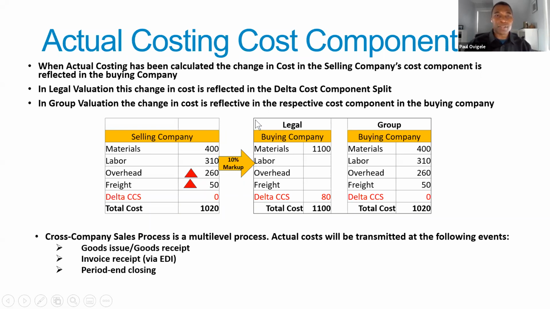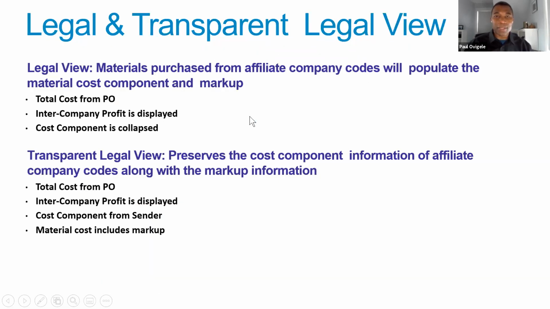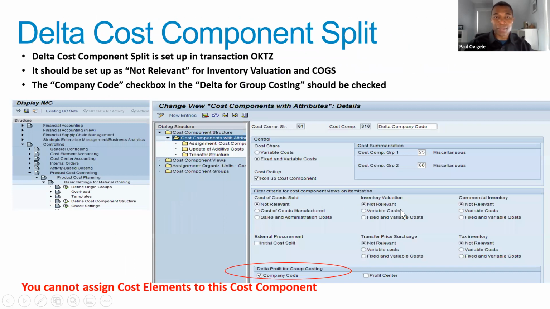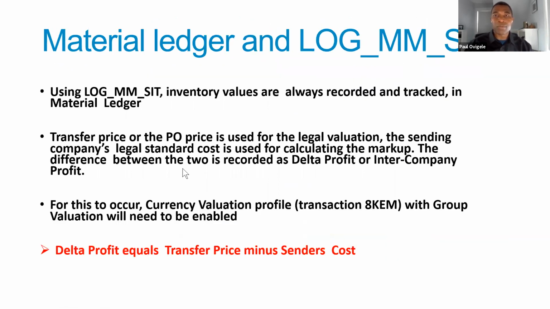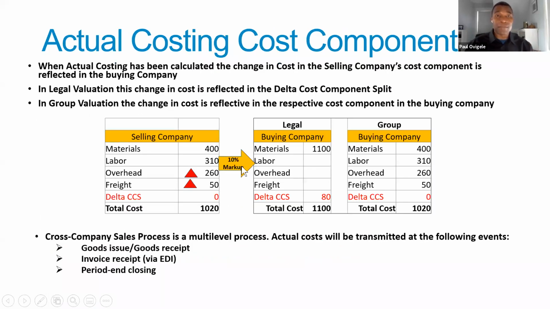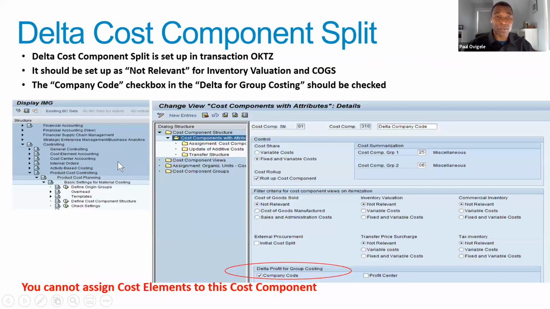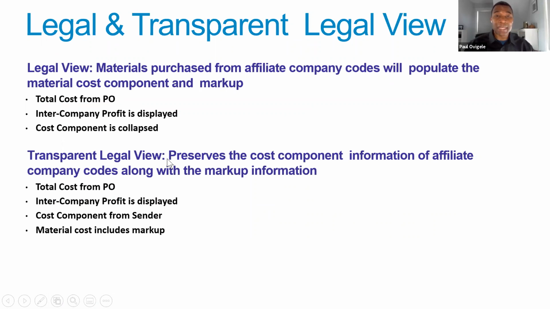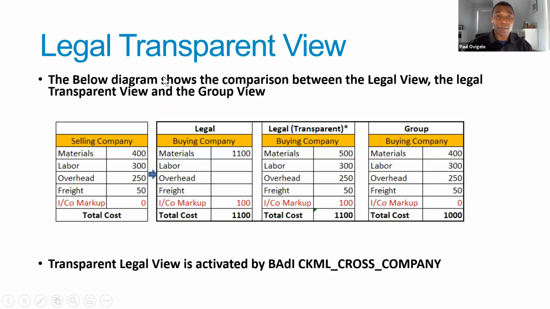Another thing to add to this is that I mentioned here that for this to occur, a currency valuation profile with group valuation needs to be enabled. Some companies don't want that because if you do activate group valuation, you may have to do something called an SLO with SAP, which is a long, expensive project in order to activate something that didn't exist before. Some companies say, no, we want to use it in our own environment without having to activate group valuation. If that's the case, you need to activate something called a transparent legal view. So this is just a BAdI you activate. And basically what the BAdI does is the same breakout of selling company to buying company.